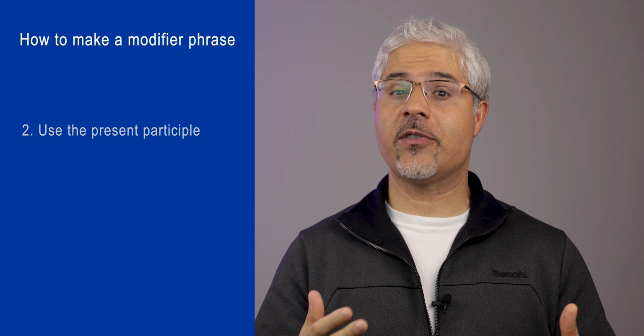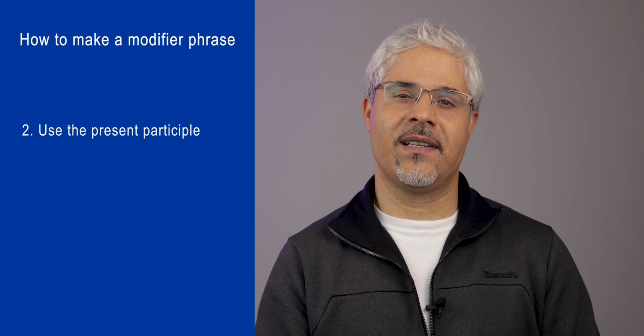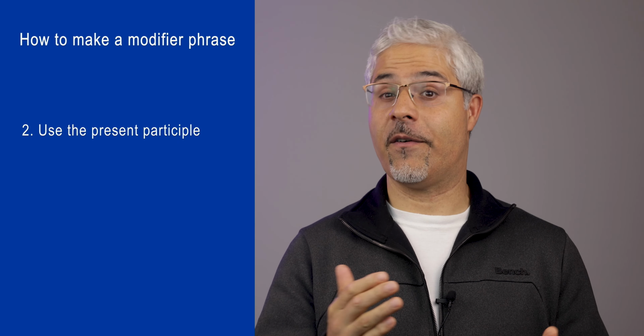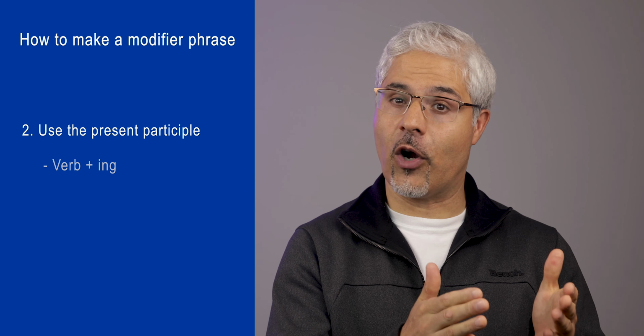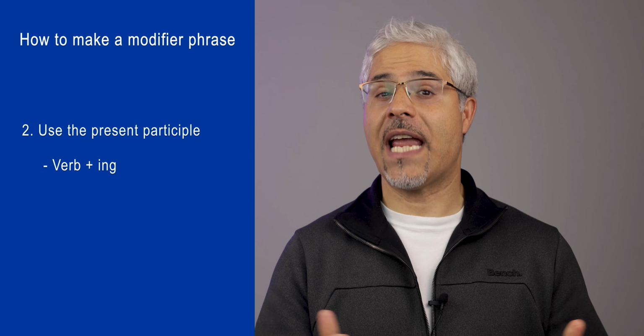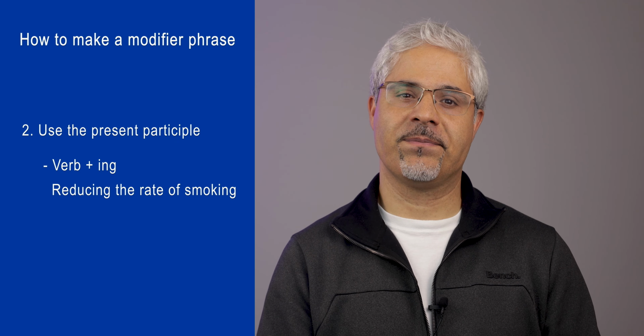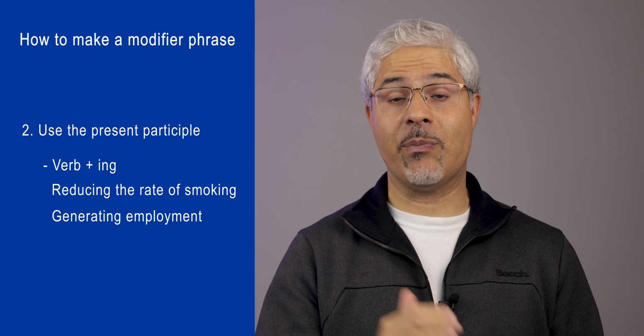Second, you can use the present participle of the verb and the rest of the phrase. The present participle of a verb is basically the verb ending in ing. For example, reducing the rate of smoking, generating employment.